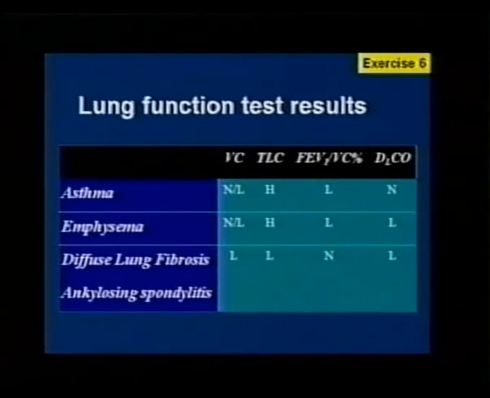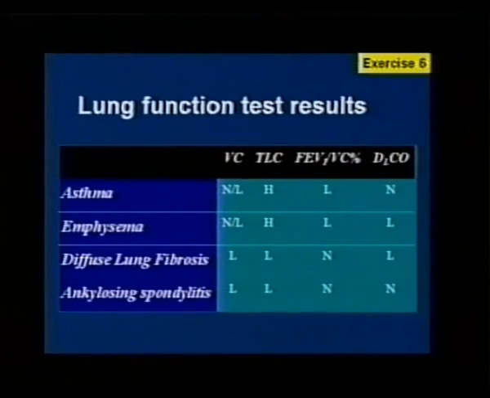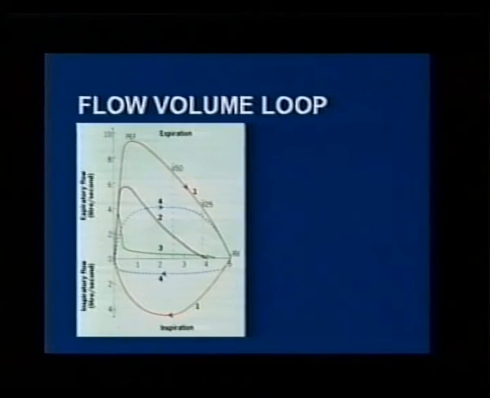In ankylosing spondylitis, another cause of restrictive airway disease, vital capacity is low, reduced, total lung capacity also reduced, FEV1 to VC ratio is more than normal, that's more than 70%, it's normal, carbon monoxide diffusion capacity also normal. This is in contrast to lung fibrosis.